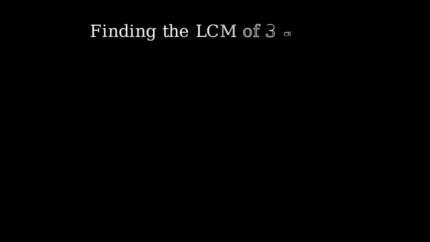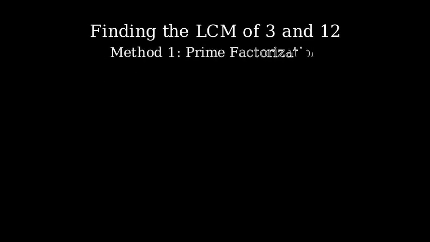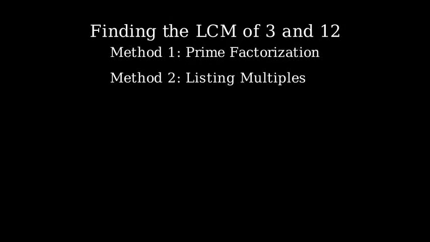Let's find the least common multiple, or LCM, of 3 and 12. There are two main methods we can use to find the LCM. The first is using prime factorization, and the second is listing out multiples. Let's try both methods to better understand the concept. Let's start with prime factorization.